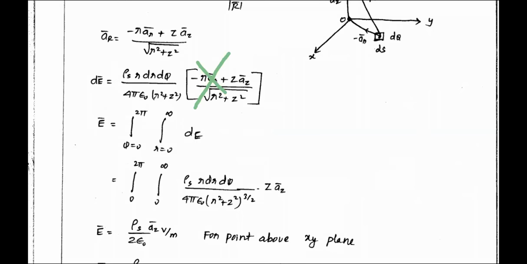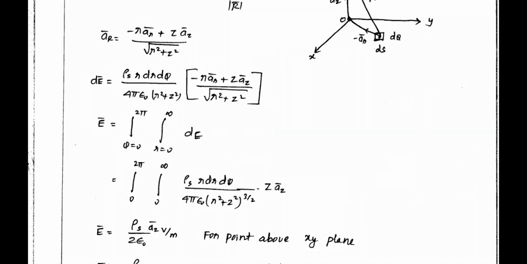Again, this will be 0. Again, you take the remaining component, so z a z, and the remaining as it is. Now it is a simple integration.